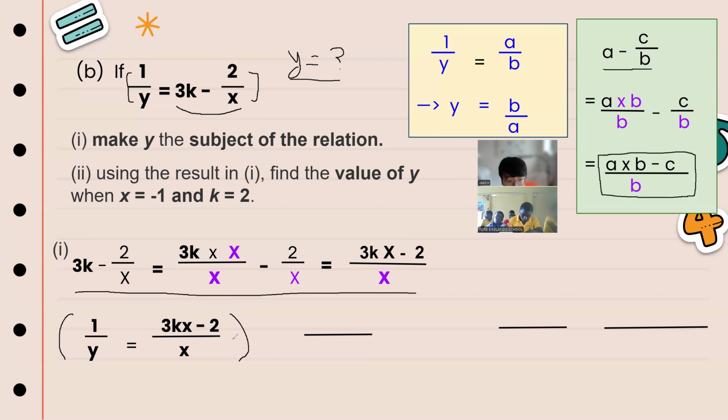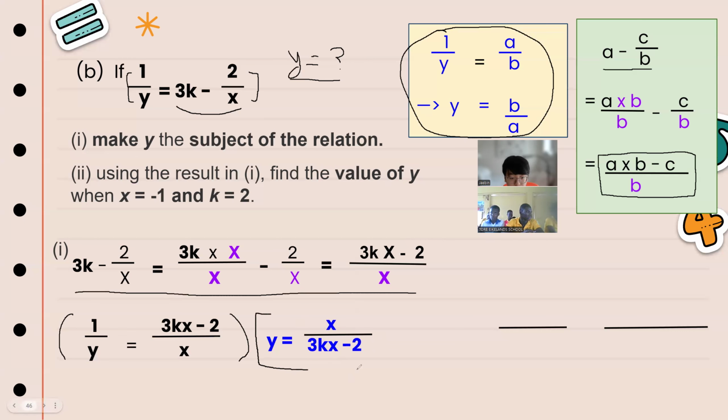by flipping both sides. So here I've written down if 1 over y is a over b, y over 1 is b over a. So what happens if we flip this? y equals x over 3kx minus 2. Yep. So this is the answer for number 1.